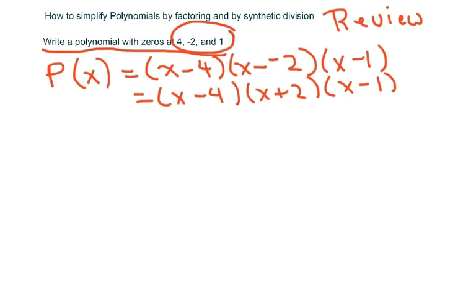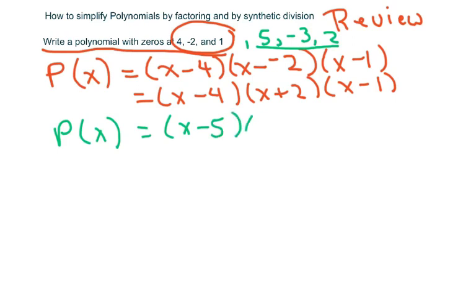So let's do another one where we have zeros at, let's say, 5, negative 3, and 2. So if we do one more, that would be x minus 5, and then we're just going to make this x plus 3. It's x minus a negative 3, and then x minus 2. So that would be your polynomial.